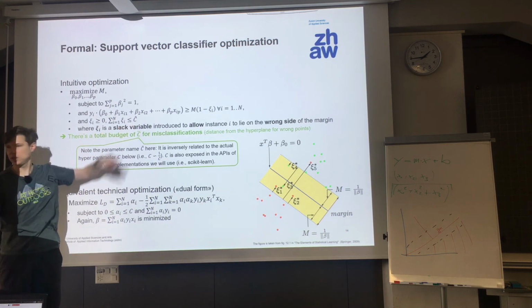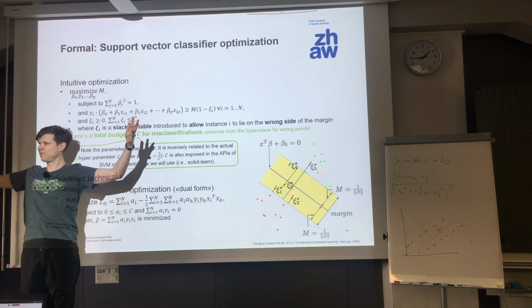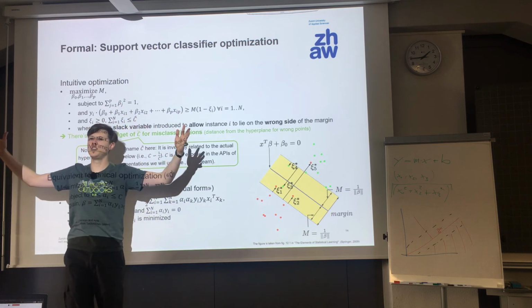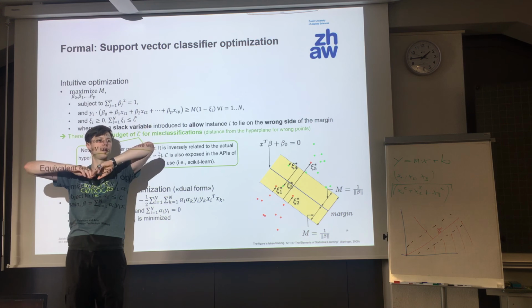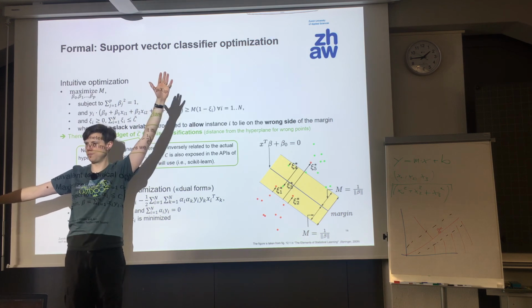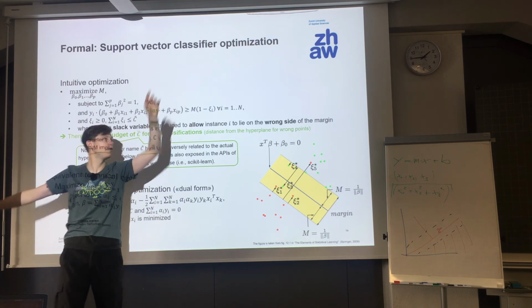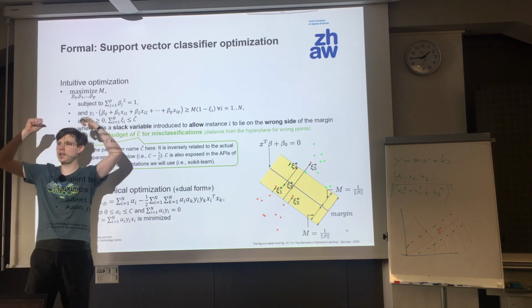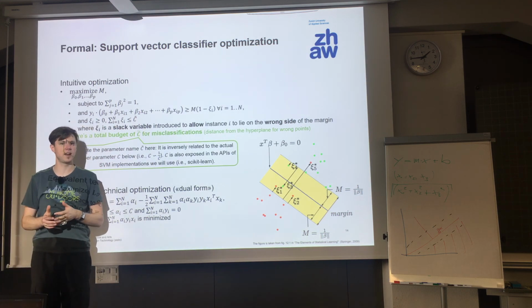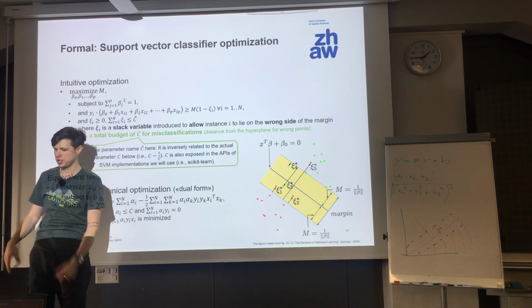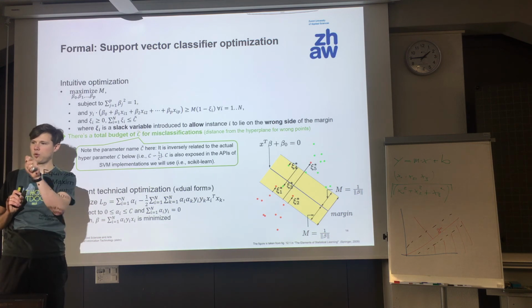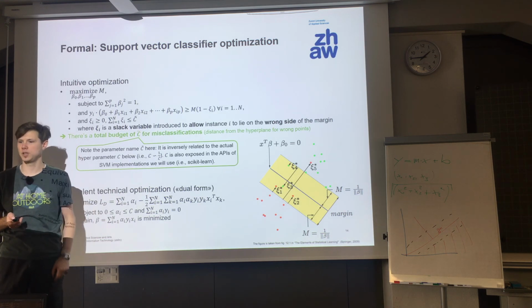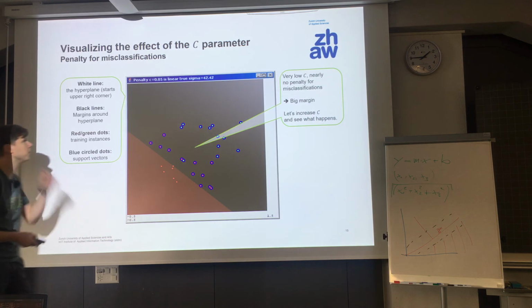If we make that budget large, basically the classifier can ignore all the data. And it can position the hyperplane however it wants in the space. If we make it very small, we are back to the case of the maximal margin classifier. We don't allow for any misclassification. How does that look like, varying the C or C tilde parameter? Let's have a look at that.